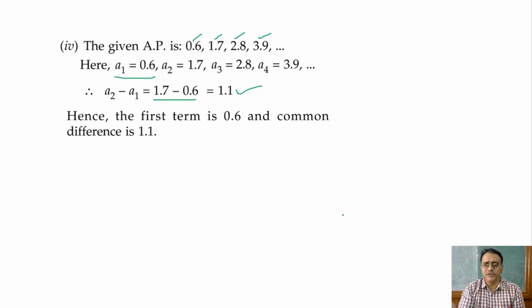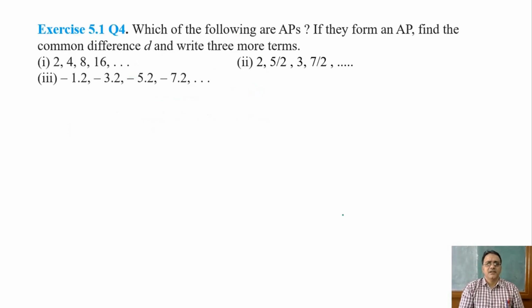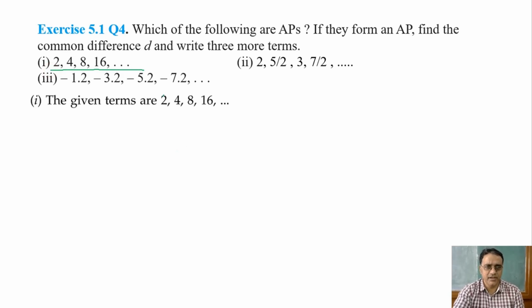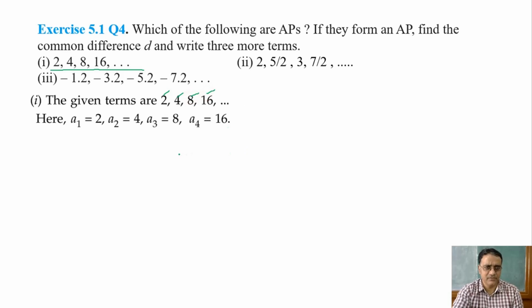So now we'll move towards the next type of question, that is we have to identify whether this will form an AP or not. Okay, and if it is an AP then we have to write 3 more terms. So let us start with the first bit. 2, 4, 8, 16, and so on. So here A1, A2, A3, A4 are given. And we have to check whether the difference between each consecutive terms is the same or not.